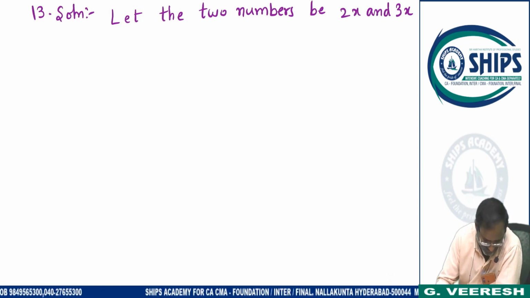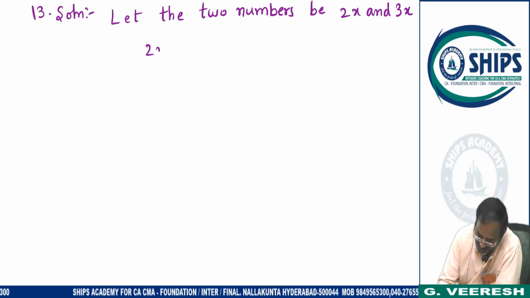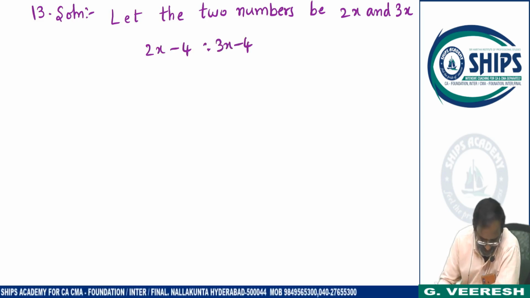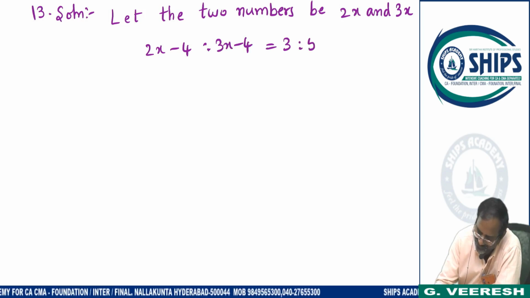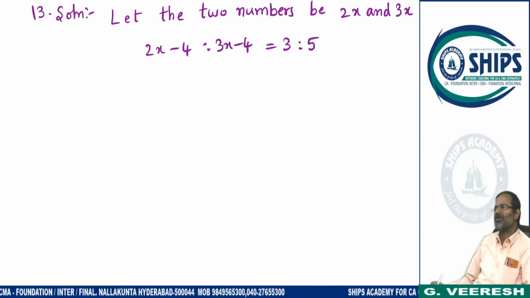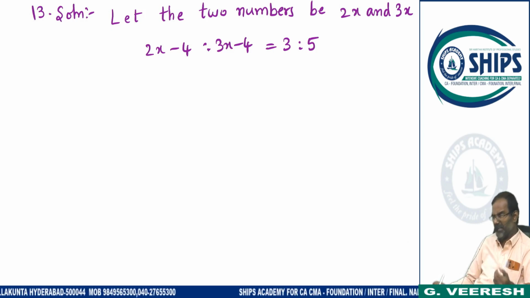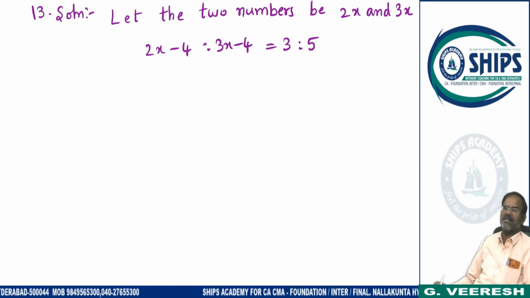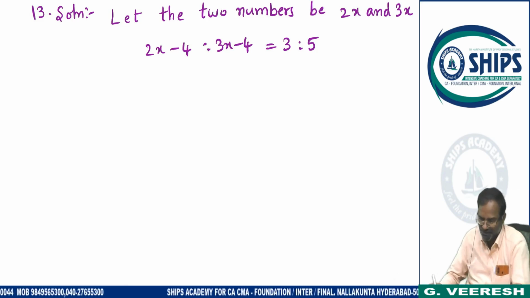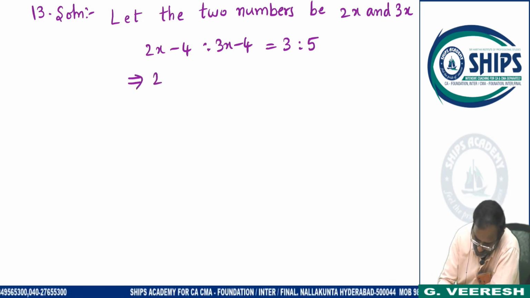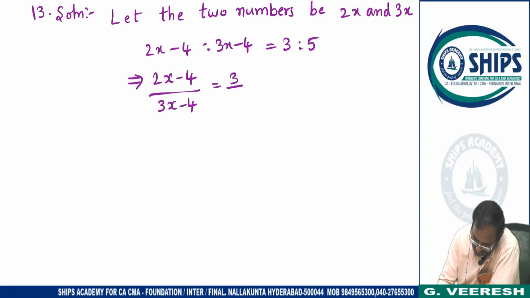So the ratio is now what? Given number 4 we have to subtract. So 2x minus 4 is to 3x minus 4. And the new ratio is 3 is to 5. We have to equate. First we have to take the common multiple x. Then if they say addition, it means addition; multiplication means multiplication; subtraction means subtraction; division means division. Now we can write 2x minus 4 by 3x minus 4 is equal to 3 by 5.